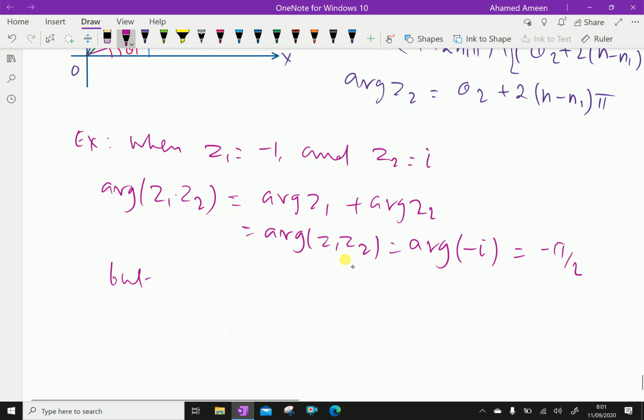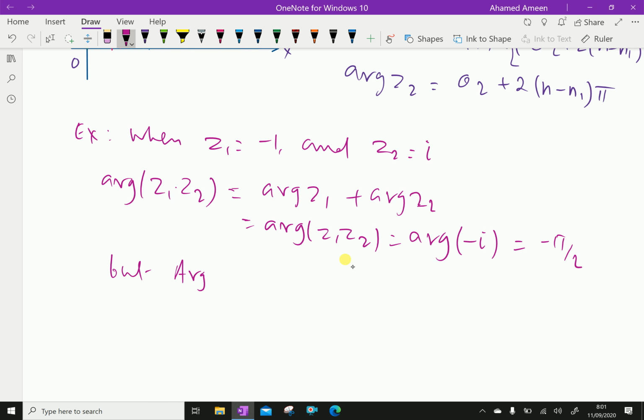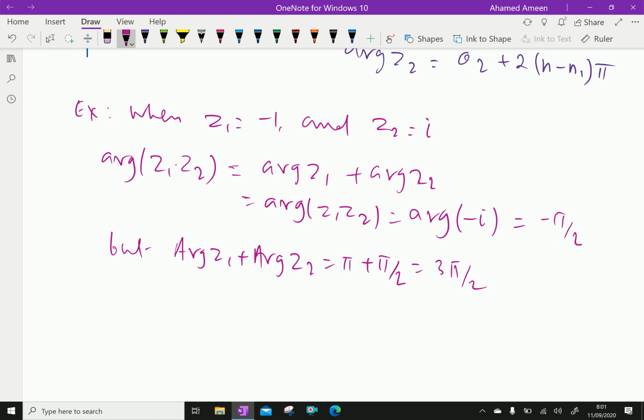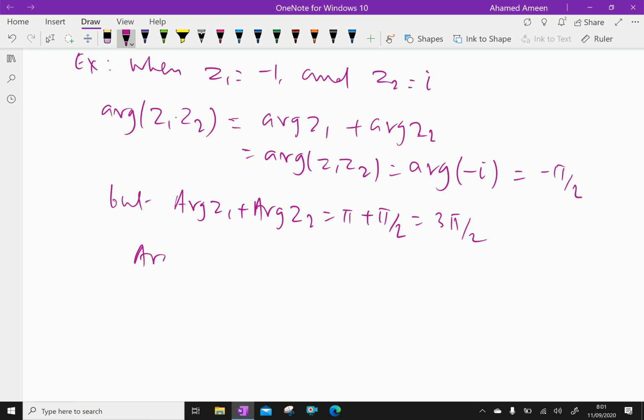But the principal arg of Z1 plus the principal arg of Z2 equals pi plus pi by 2, that is 3 pi by 2. If however we take the values of arg Z1 and arg Z2 and select the values, therefore we can say principal arg of Z1 Z2 plus 2n pi, because the capital Arg of Z1 Z2 is the principal value, equals minus pi by 2 plus 2 pi, which is equal to 3 pi by 2.